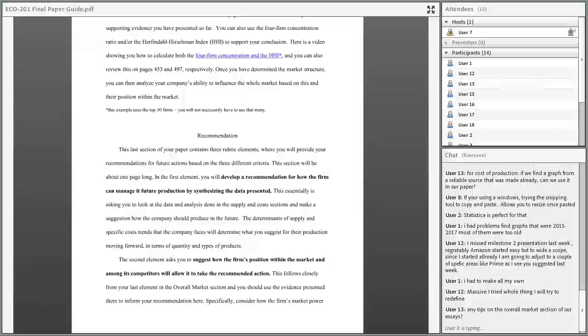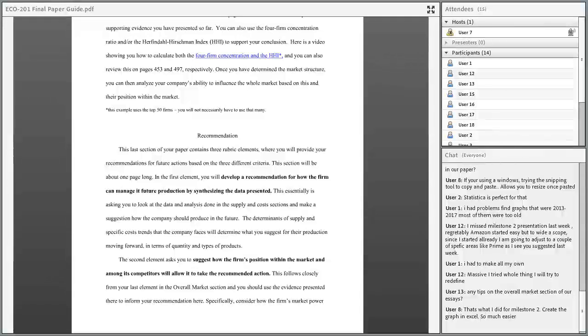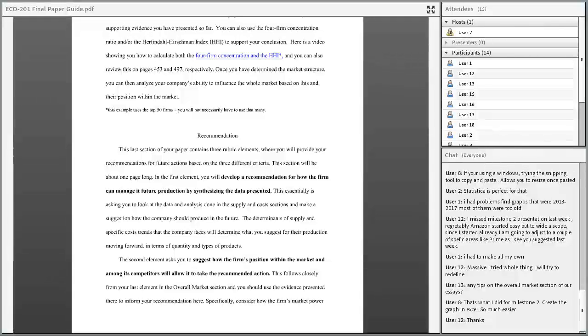Yes, David, sometimes you have to make your own. There's ways to make it in Excel. You can copy and paste all the data in it, and it will produce the graph for you or a pie chart.